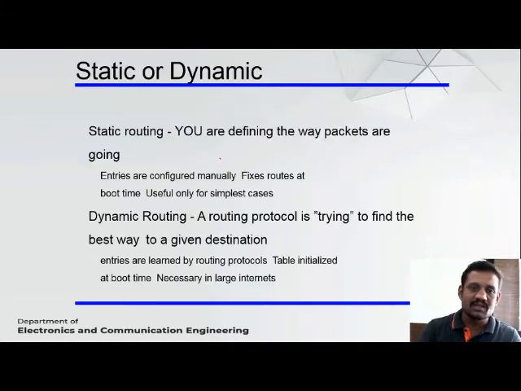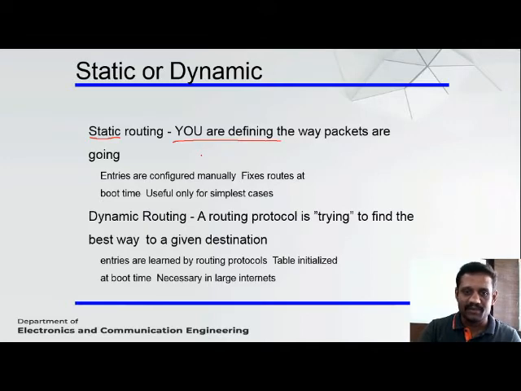Next is static routing and dynamic routing. What do you mean by static? Does anyone know the term static? Static means fixed, and the same term is followed in routing. You define the way the packets go. It is entered or configured manually as a fixed route. I am a network admin, a router programmer, so I will program a fixed route for the data travel in advance. That is called static routing.